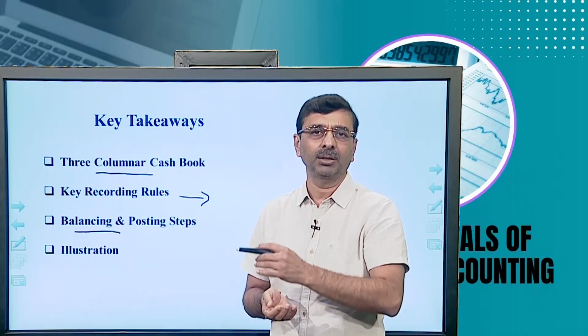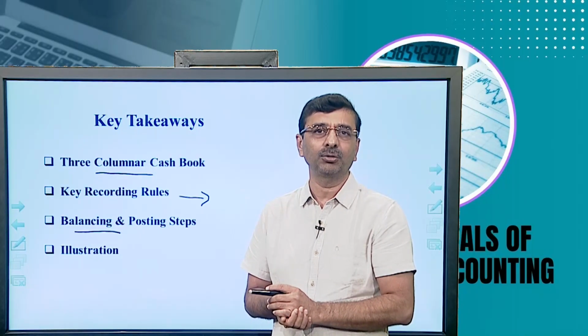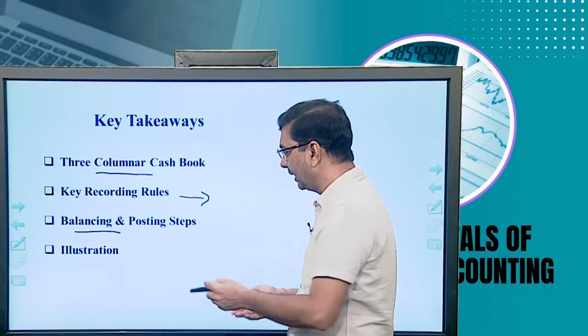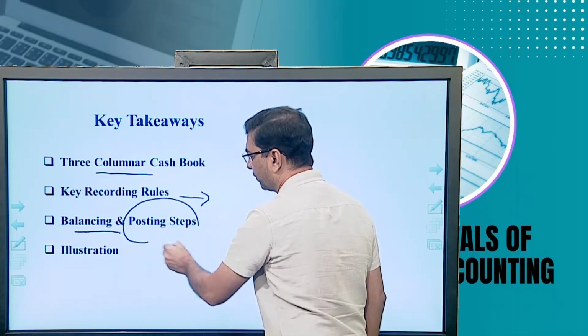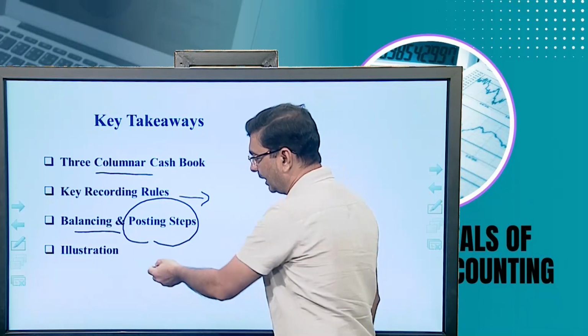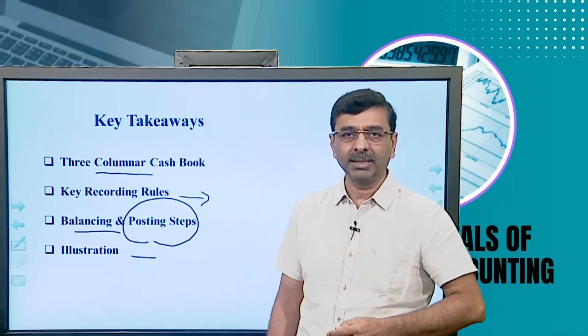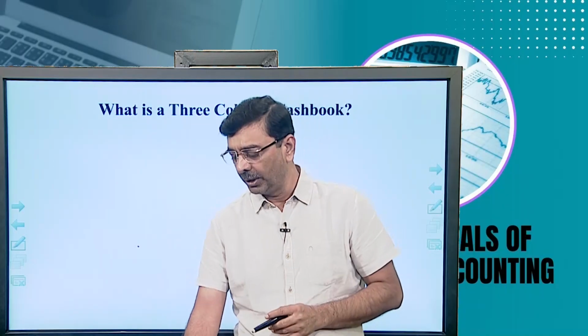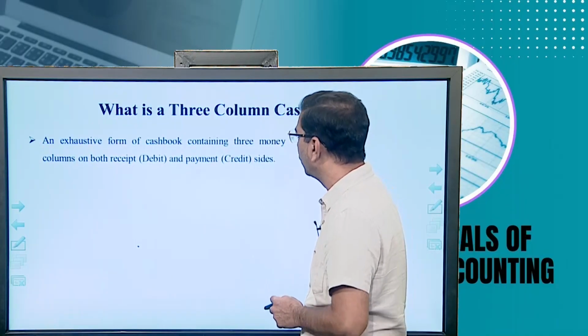We will just make a total of the debit side, which is the discount allowed, and on the credit side, which is called the discount received, and at the end it will be transferred to the ledger accounts. At the last, we will try to understand different kinds of transactions with an illustration. So first, what is the three columnar cash book?